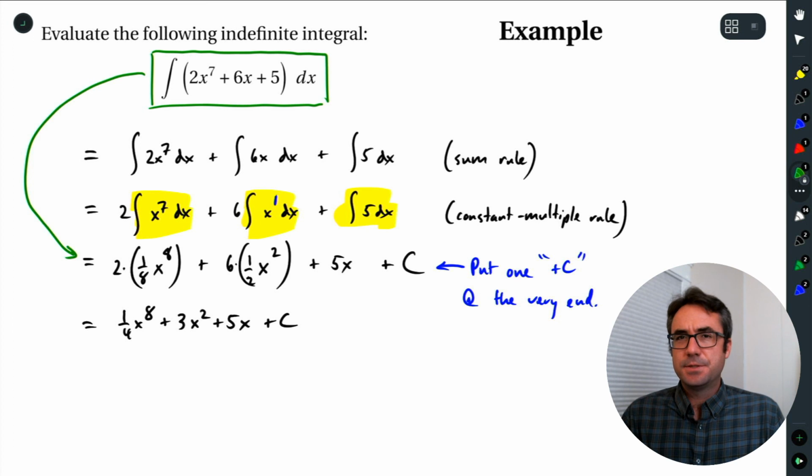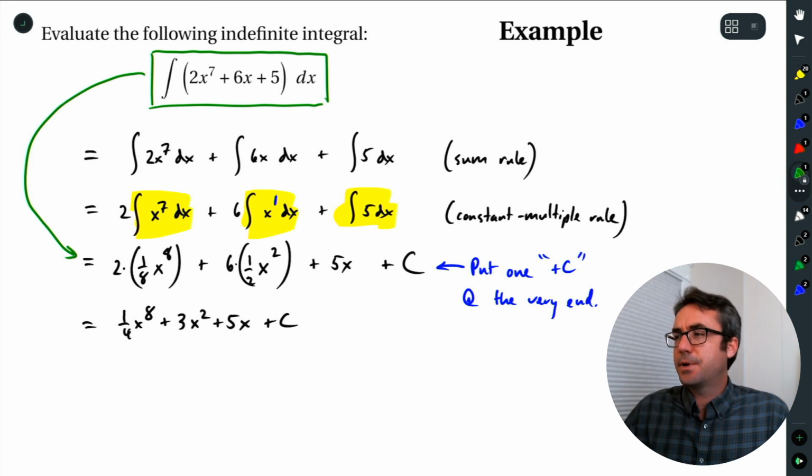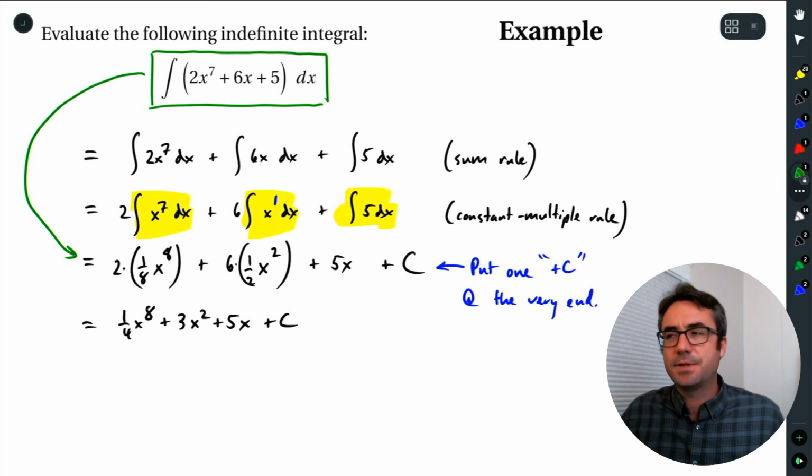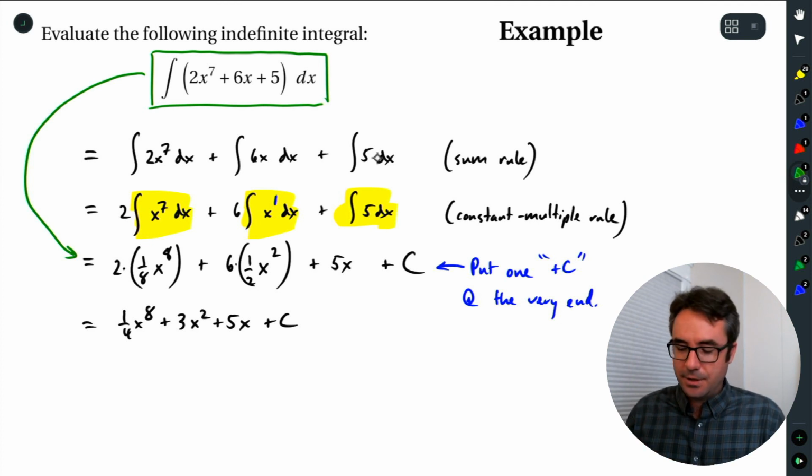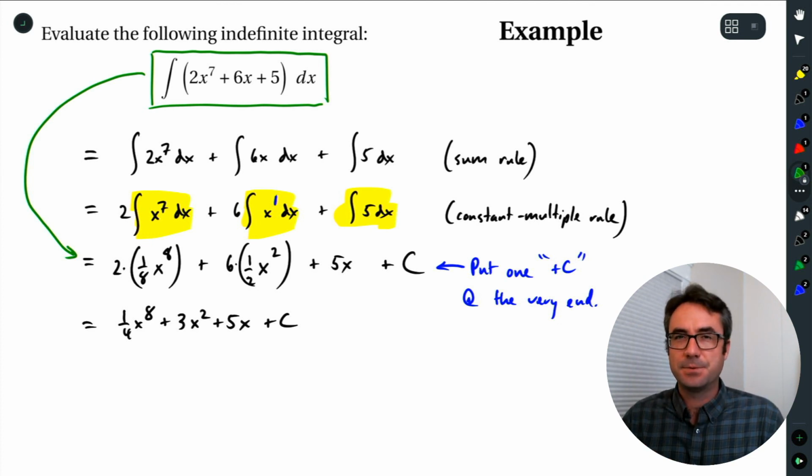Okay. So next we're going to try a few more examples like this, just to get practice of how these things look when we're doing them without showing all these rules. So we'll see that next.